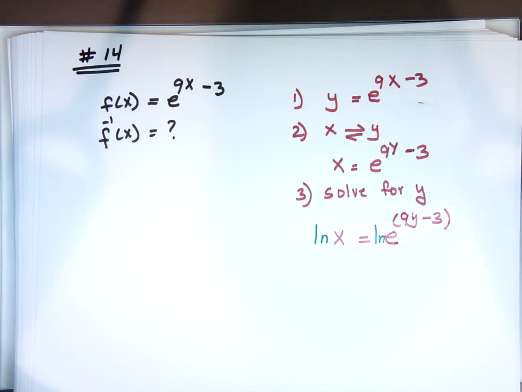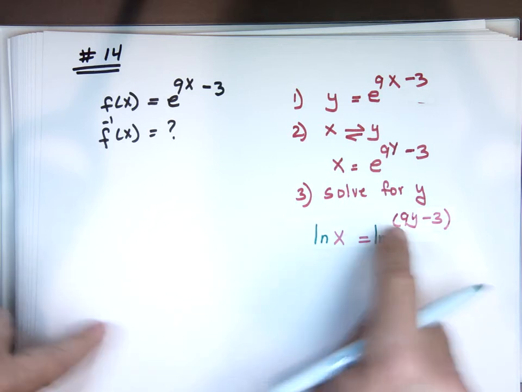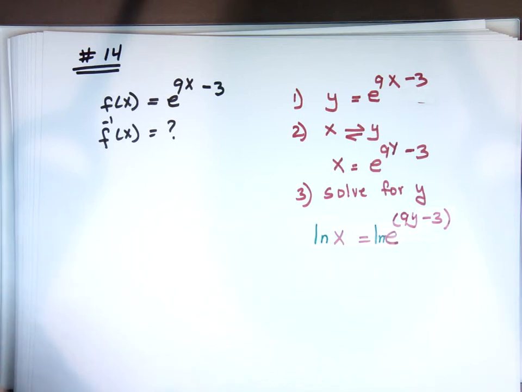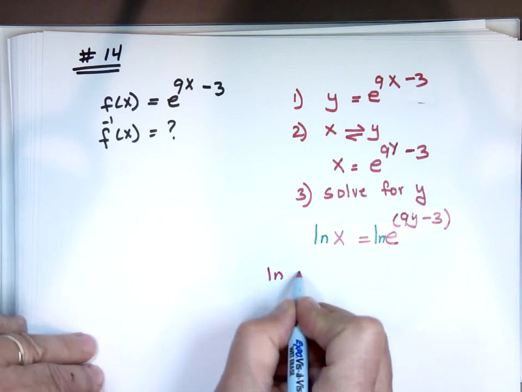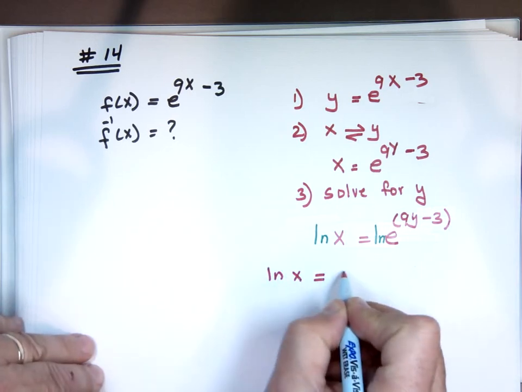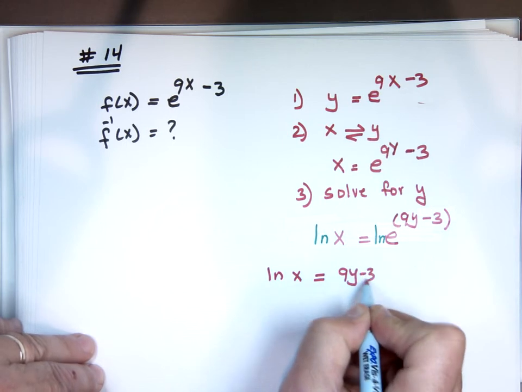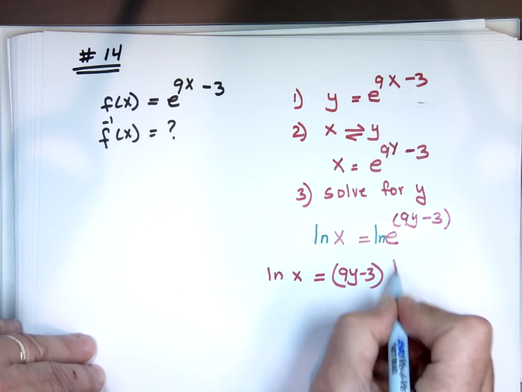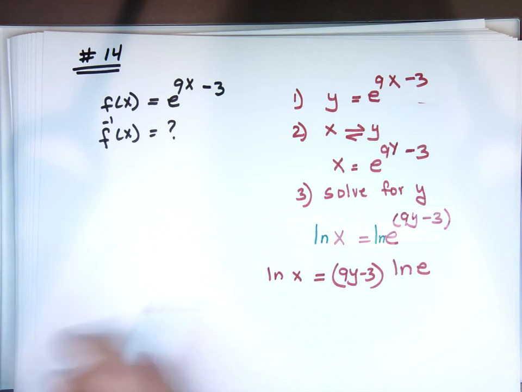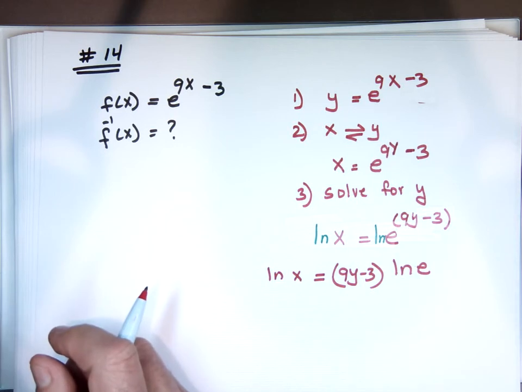If you remember, property number 6 is you can take the exponent to the front. That's the natural log of x equals 9y minus 3 times the natural log of e. What is the natural log of e? 1. The natural log of e is 1.